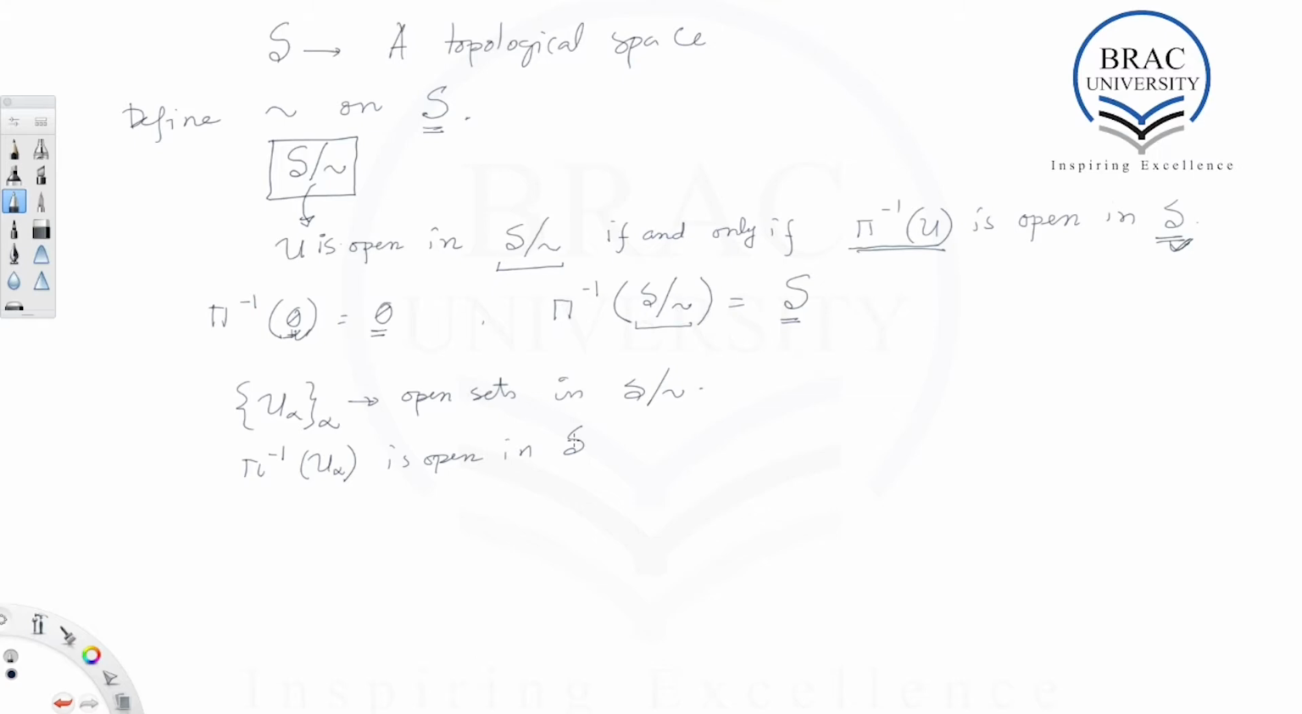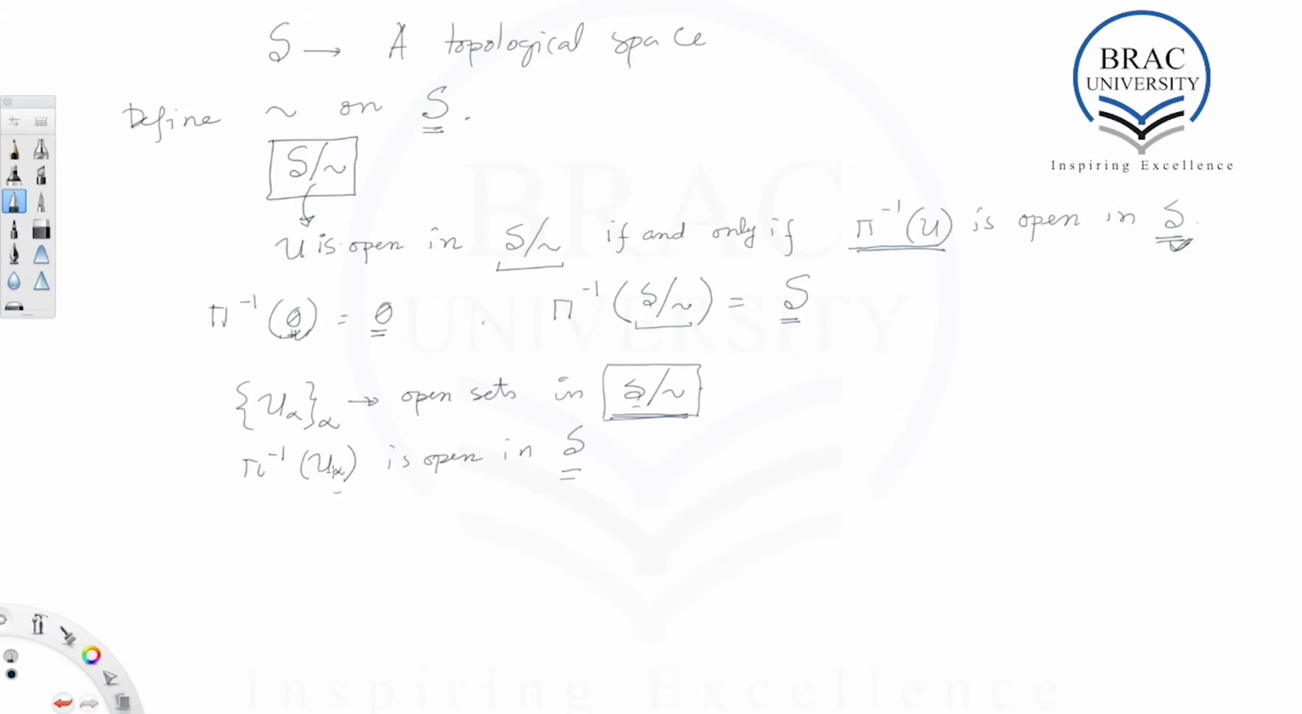Right. And this is why this is so. It follows from the definition of quotient topology. So these are open sets in this so-called quotient space, and so the inverse image of these open sets under pi is taken to be open in S, for a given alpha.